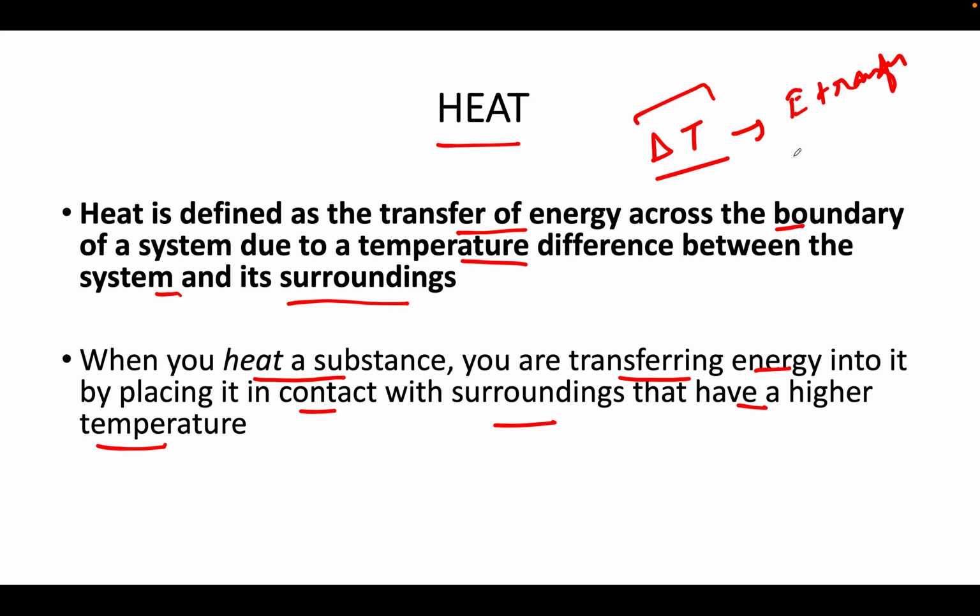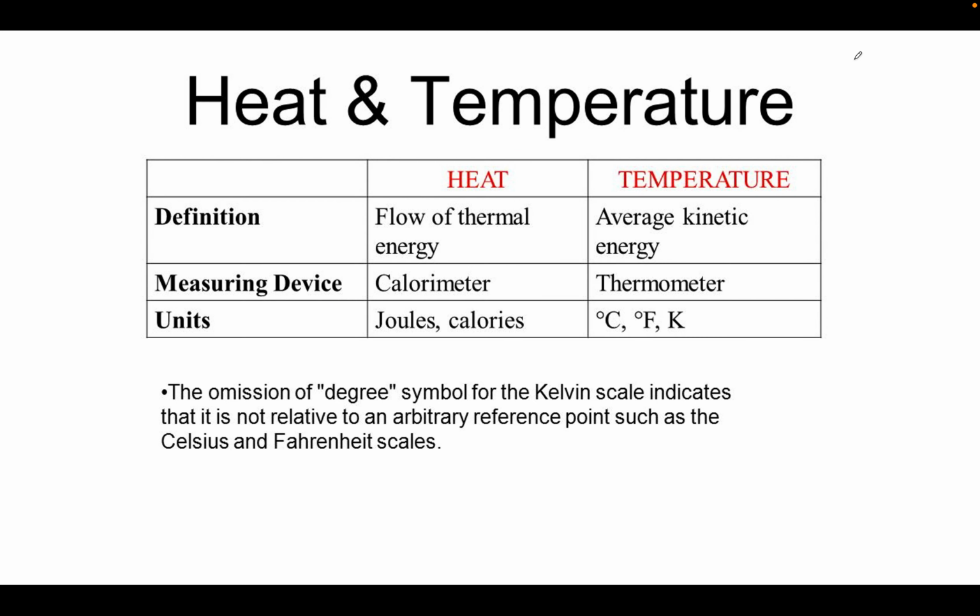And why? For what purpose? To maintain equilibrium, such that they both attain the same temperature. The temperature difference can be made zero. So that is why heat transfer occurs: it is a form of energy which is getting transferred due to the temperature differences. Now, don't be confused between the terms heat and temperature. These are both different. If I define heat, I will define it as the flow of thermal energy, whereas temperature is the average kinetic energy.